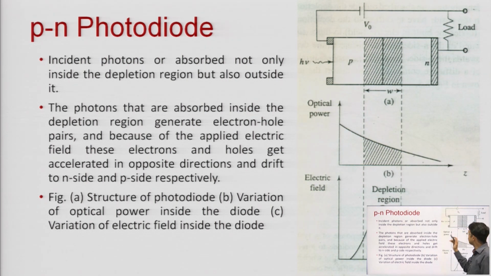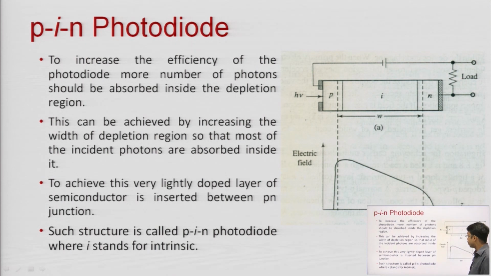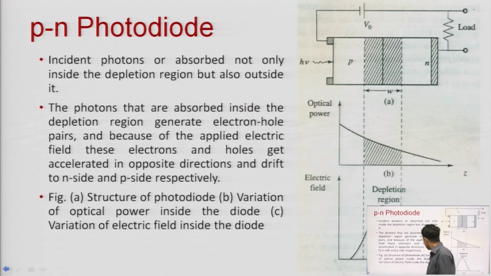We want these electrons and holes to be collected on the output terminals, only then can we benefit from the absorbed photon. That is why the electric field matters. You can see the electric field distribution in the p type region and the n type region, and most of it is in the depletion region. So, this is the variation in electric field.